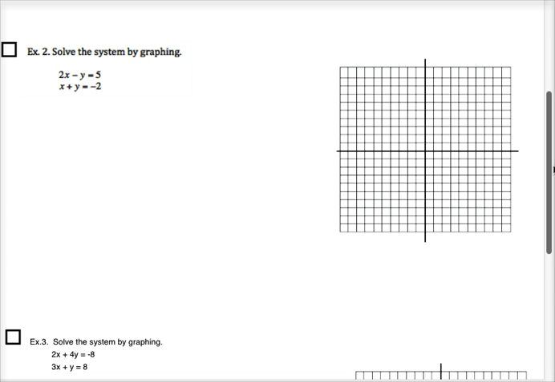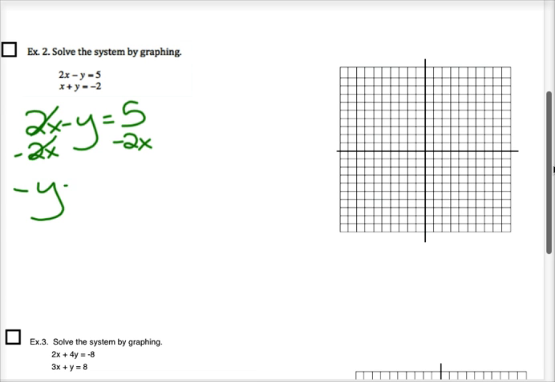So we're going to jump right down to the second example, and I'm going to begin by graphing these right away. Now, in order to graph them, first I need to get them to the y equals mx plus b form. Since both of them are in standard form, first thing I'm going to do, I'm going to move the x over. So I'm going to subtract the 2x from both sides to move it to the other side.